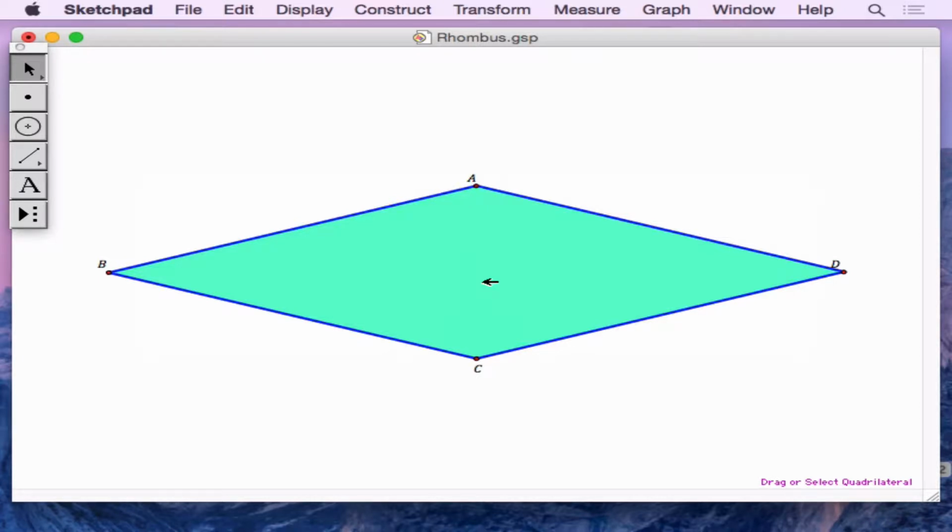ABCD is a rhombus. What appears to be true about that rhombus? Rhombus. Plural is rhombi. Rhombi. Angelo, what appears to be true about that? It's a parallelogram. Ooh, how could we check that?